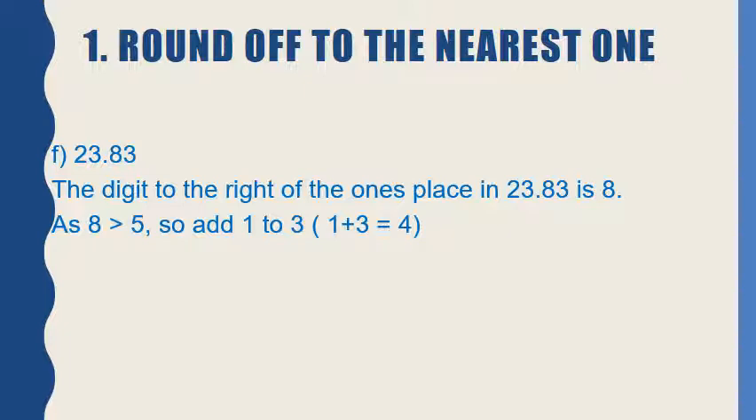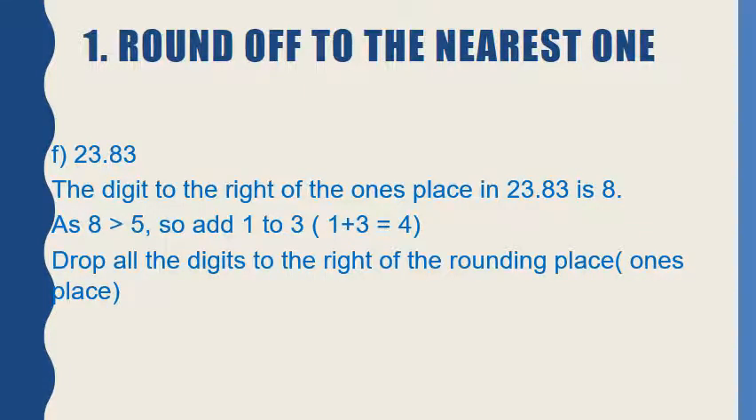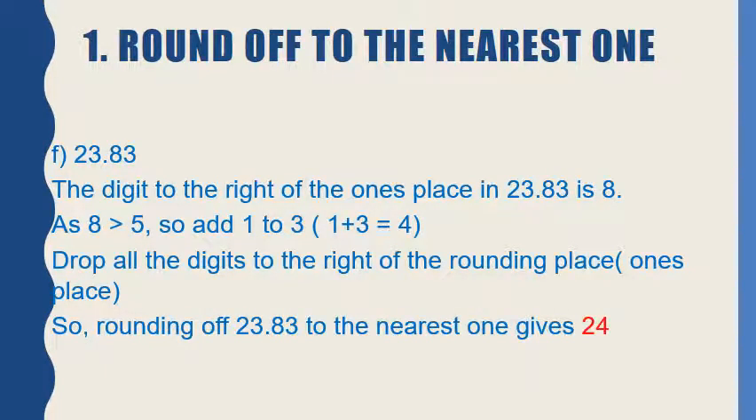As 8 is greater than 5, we will add 1 to 3, right? Which is the digit at the rounding place, that is ones place. So 1 plus 3 is equal to 4. And we will drop all the digits to the right of the rounding place, which is the ones place. So the digits to the right of the ones place are 8 and 3, and we are going to drop both of them. We are not going to write them. So rounding off 23.83 to the nearest one gives 24 as the answer.